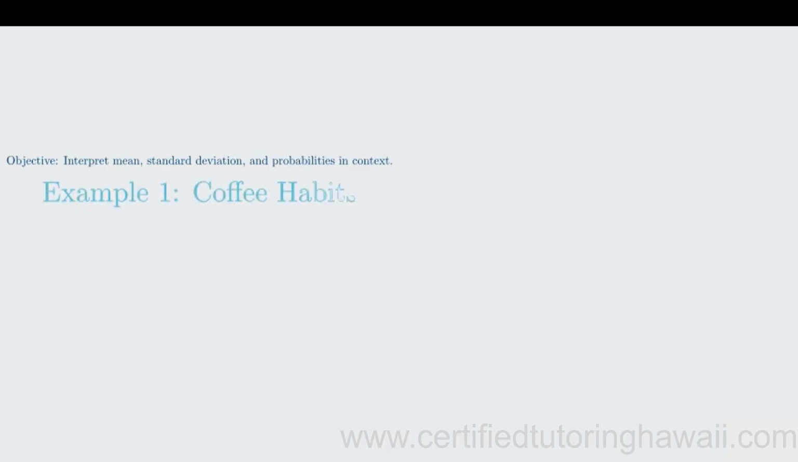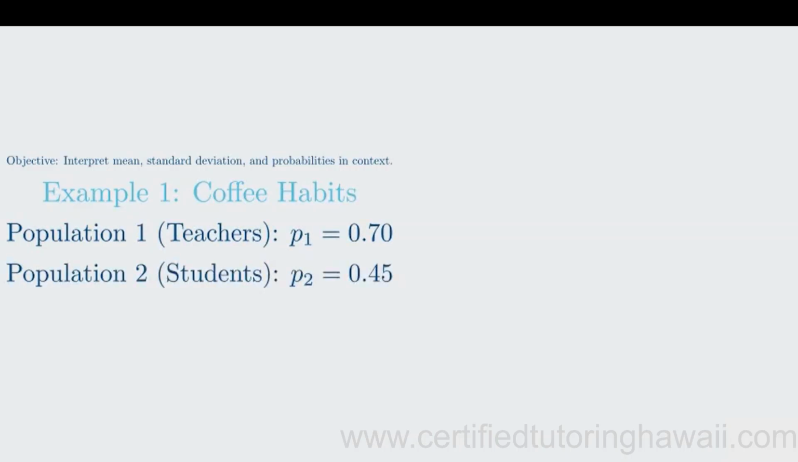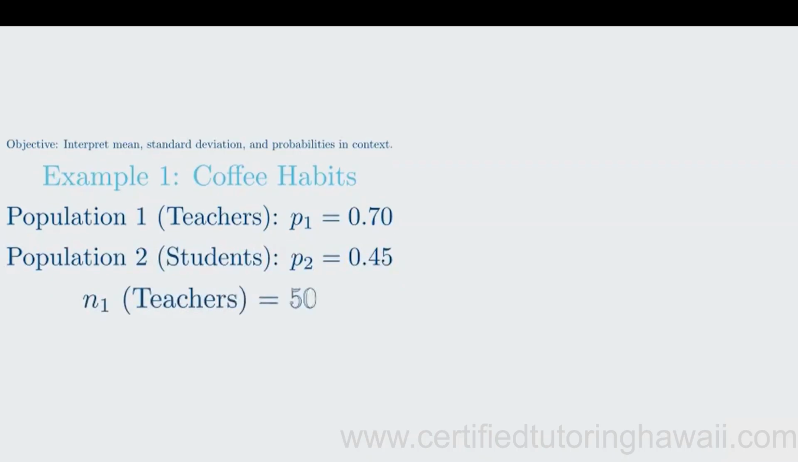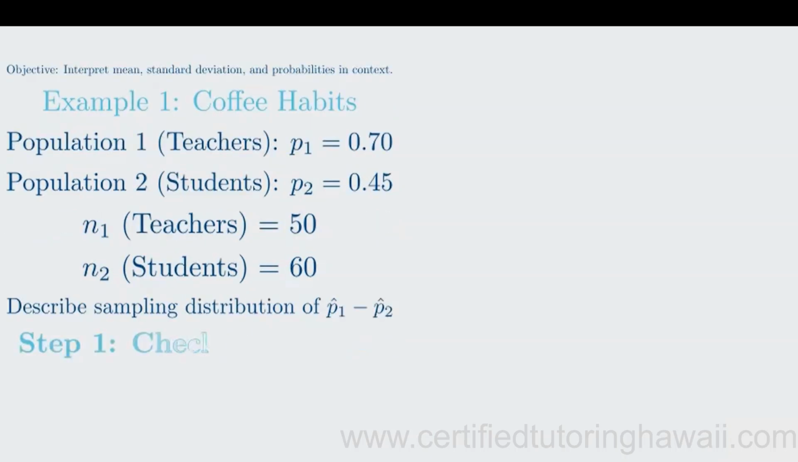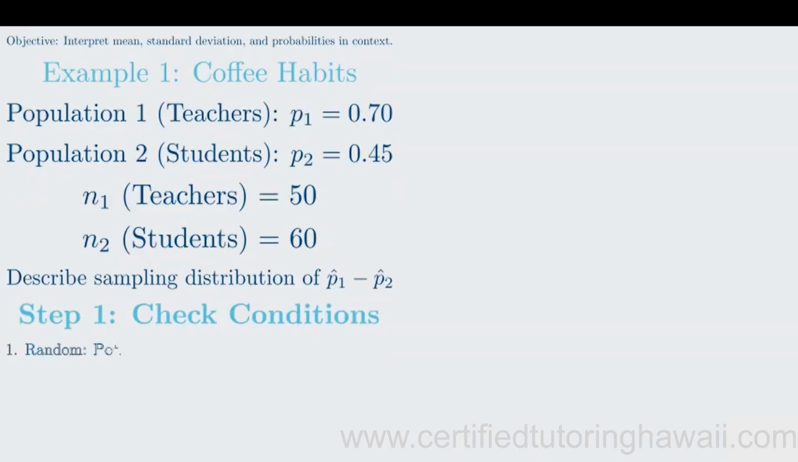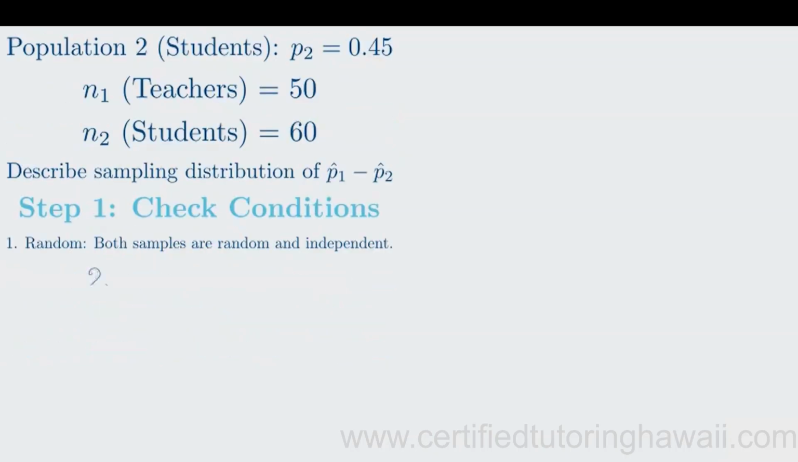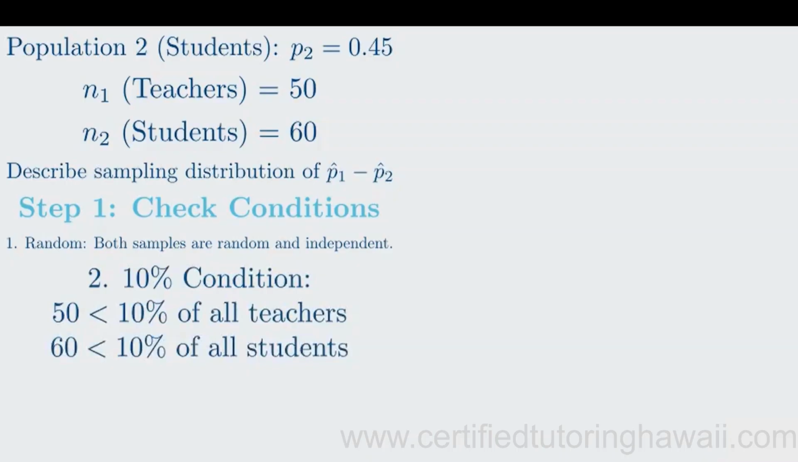Suppose that at a very large university, 70% of teachers drink coffee daily, while only 45% of students do. A researcher takes a random sample of 50 teachers and a separate random sample of 60 students. We want to describe the sampling distribution of the difference in the proportion of coffee drinkers, P hat teachers minus P hat students. First, we must justify the conditions. The problem states both samples are random. We also assume the groups are independent of one another. Since it is a very large university, 50 teachers is certainly less than 10% of all teachers, and 60 students is less than 10% of all students.